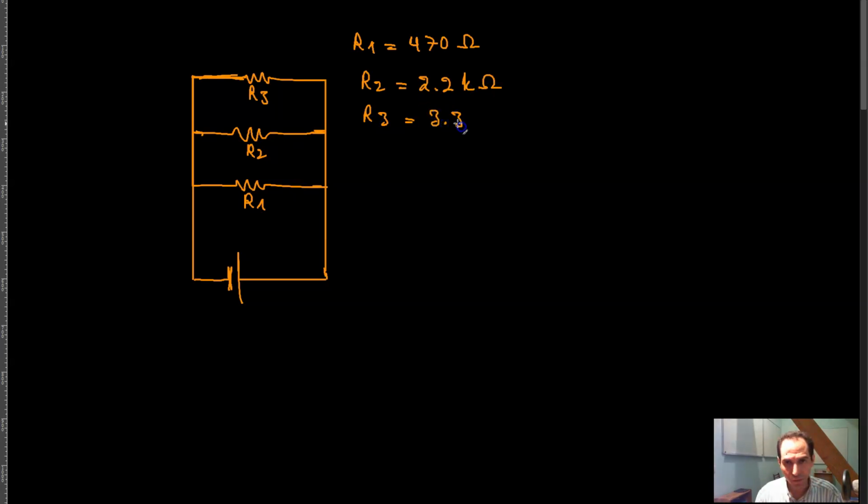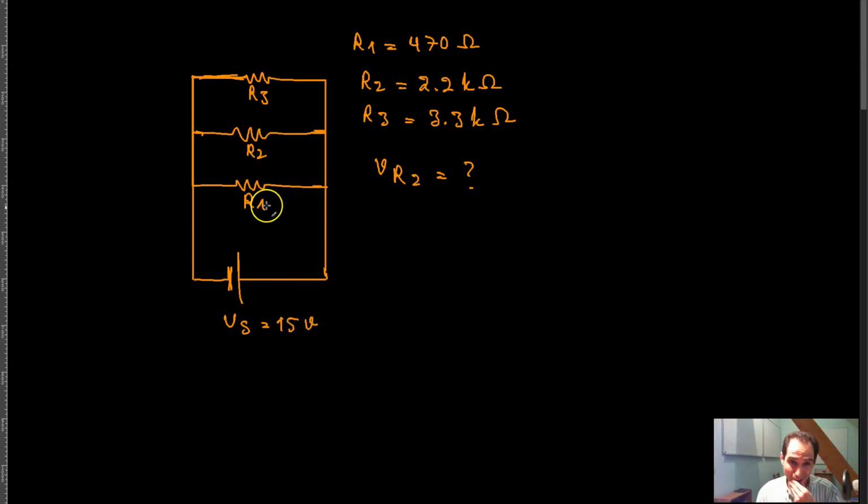Now, let's call it R1, call this R2, call this R3, and let's say that R1 is equal to 470 ohms, R2 is equal to 2.2 kilo ohm, and R3 is equal to 3.3 kilo ohm, right? Now what is the voltage across R2, V of R2? So in this circuit, let's say that V of S is equal to 15 volts, for example.